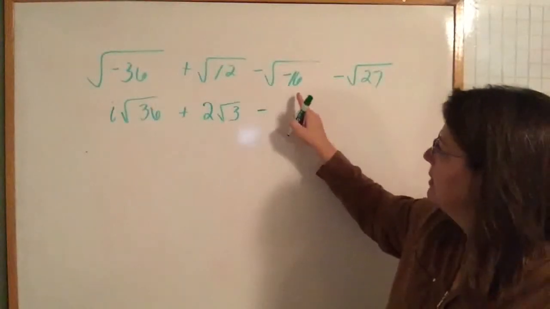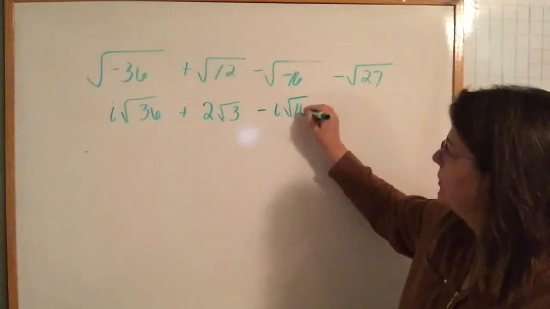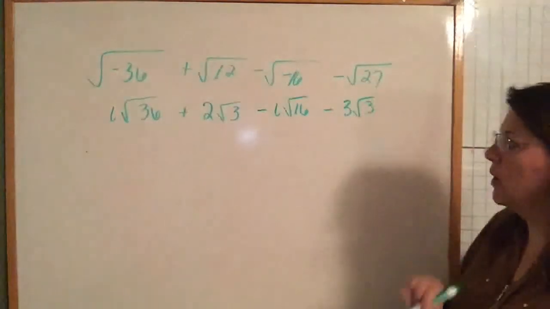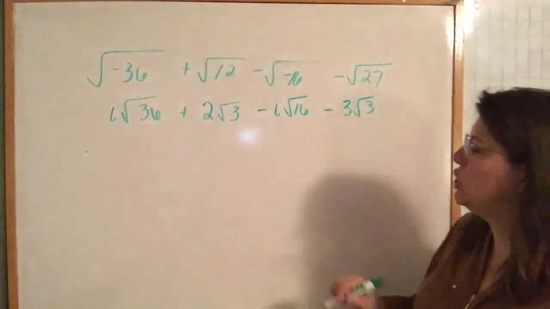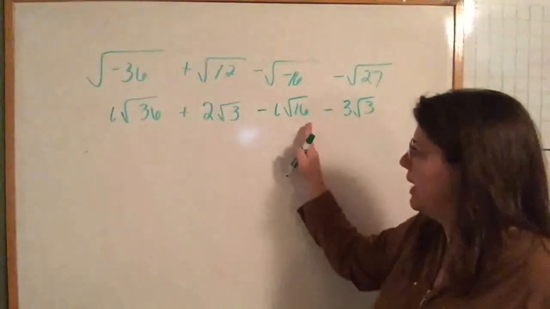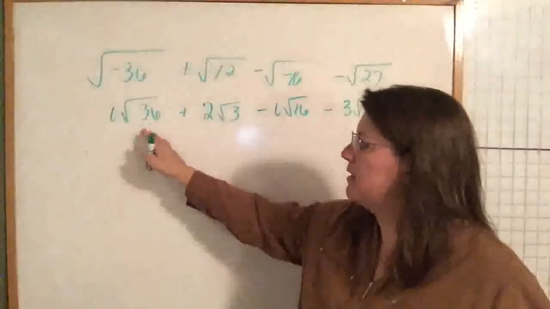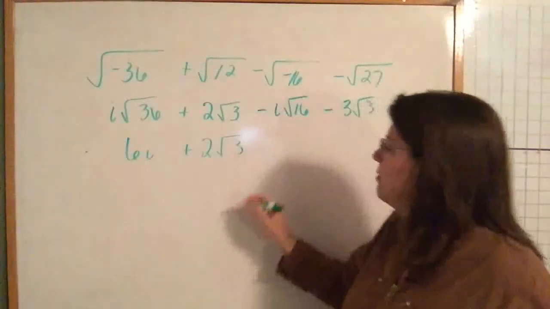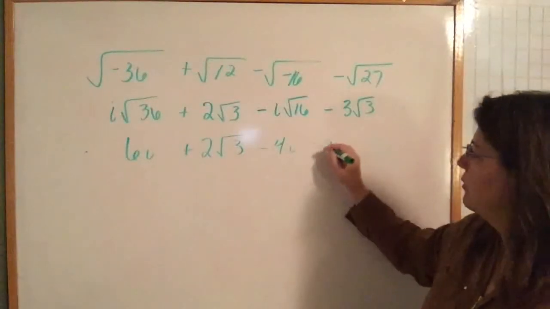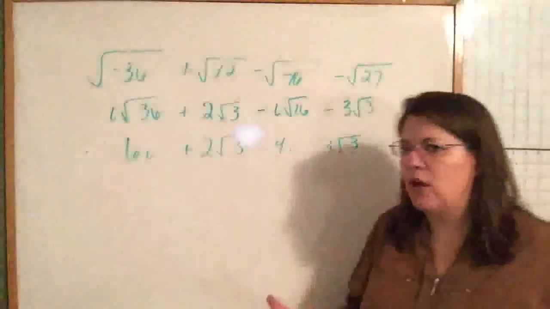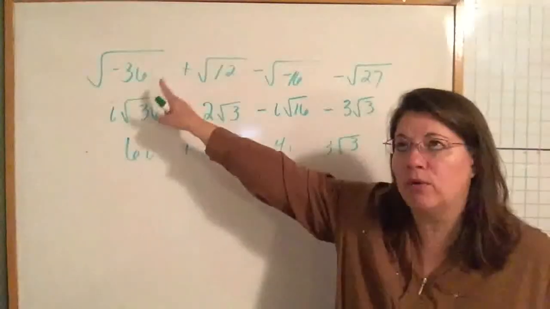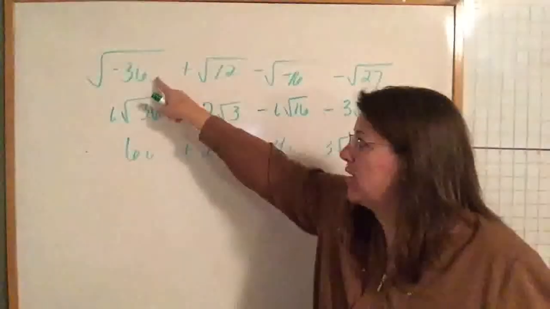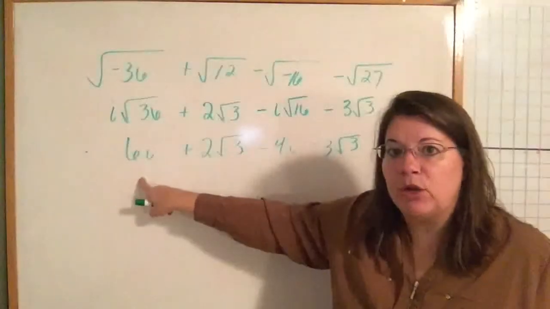Here I've got minus i square root of 16, and then minus, that's 3 times 3 times 3, so that'll be 3 square root of 3. And then I'm going to simplify these radicals that are perfect squares. So square root of 36 is 6, so that's 6i. Plus 2 square root of 3 minus 4i minus 3 square root of 3. And you hopefully are getting to the point now where, if you see a square root of negative 36, that's a 6i. And hopefully you can go straight from here to here pretty quickly.